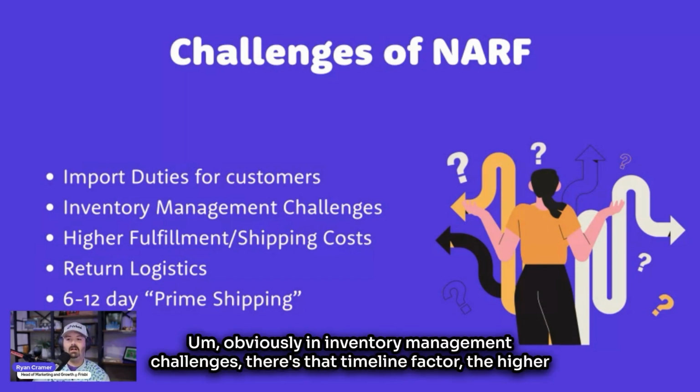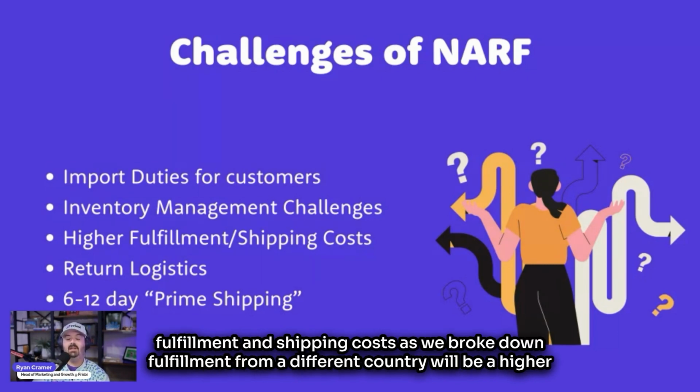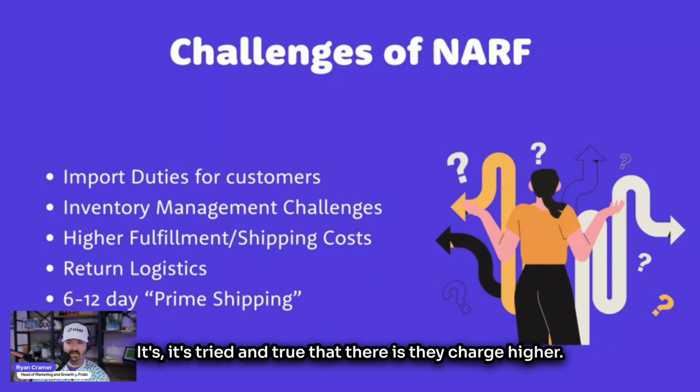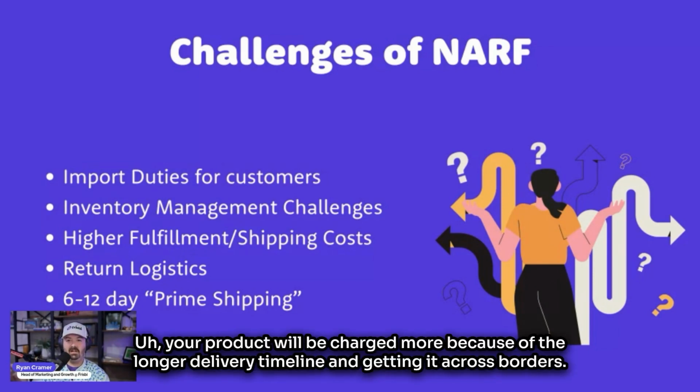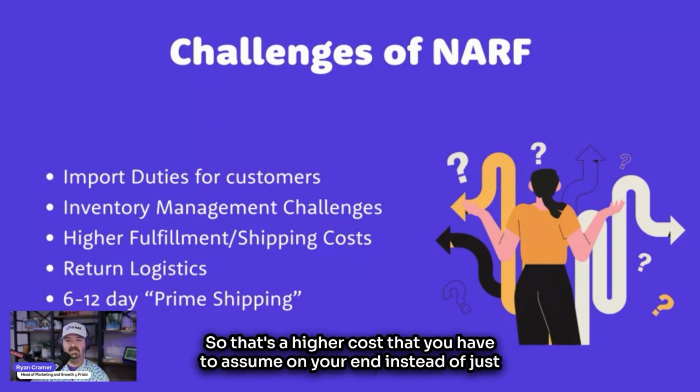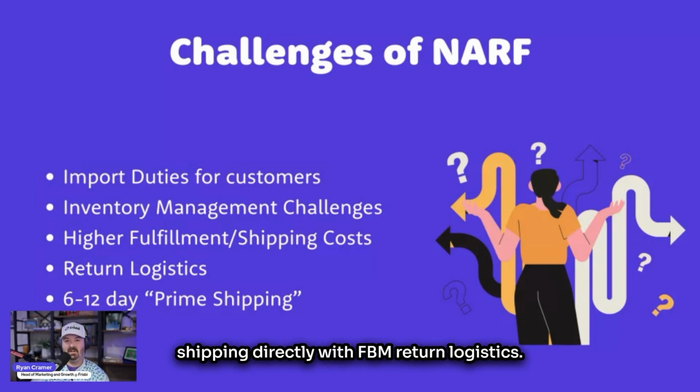Obviously, inventory management challenges, there's that timeline factor, the higher fulfillment and shipping cost, as we broke down. Fulfillment from a different country will be a higher fulfillment cost than if you were shipping via FBA. It's tried and true that they charge higher. It doesn't matter if it's a smaller or a larger product. Your product will be charged more because of the longer delivery timeline and getting it cross border. So they will charge you more as a seller. So that's a higher cost that you have to assume on your end instead of just shipping directly with FBA.